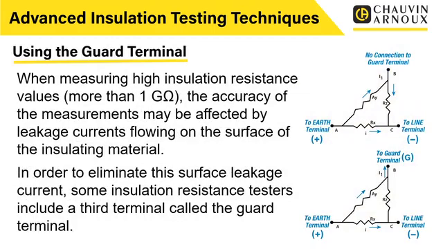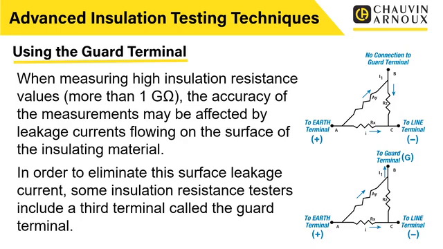Another important item for us to talk about is the use of the guard terminal. A majority of the higher rated insulation resistance testers from Chauvin Arnoux have another terminal on them called the guard terminal. It's a really useful function, but it's often misunderstood, and quite often people don't use it or aren't aware of where it fits in. It's really important when measuring high insulation resistance values, more than 1 gigaohm.